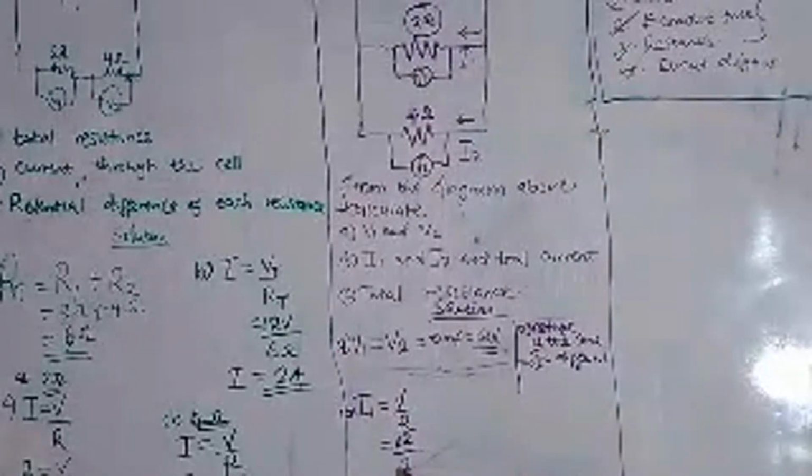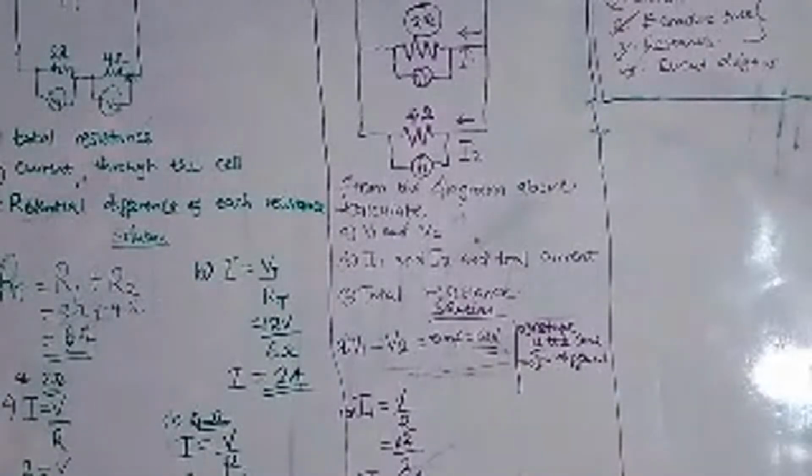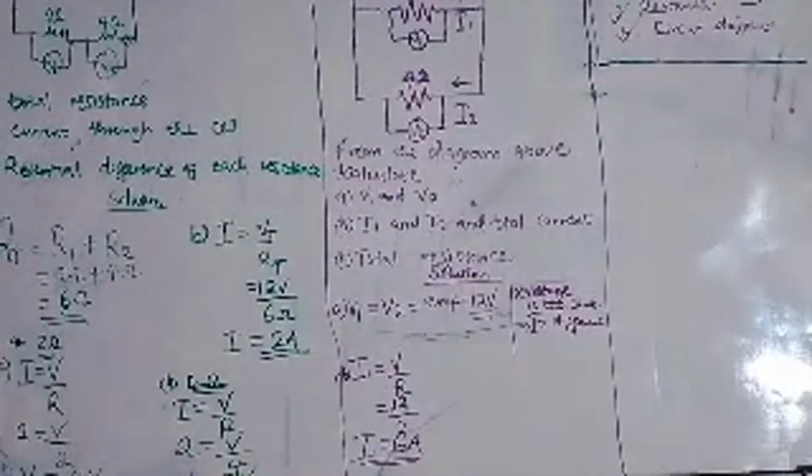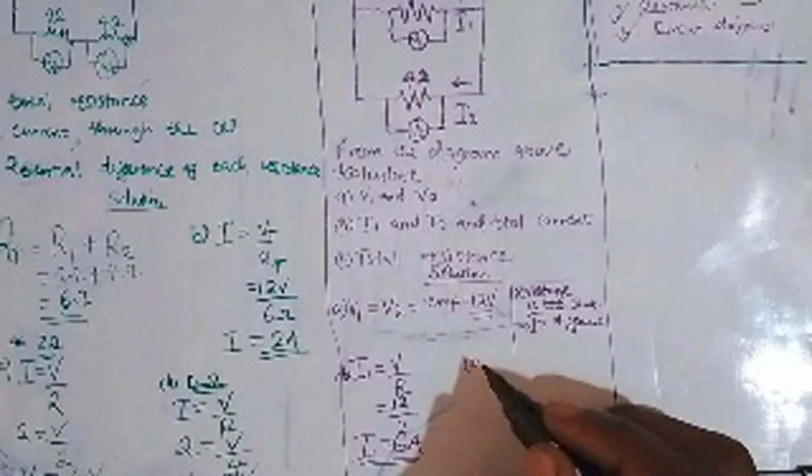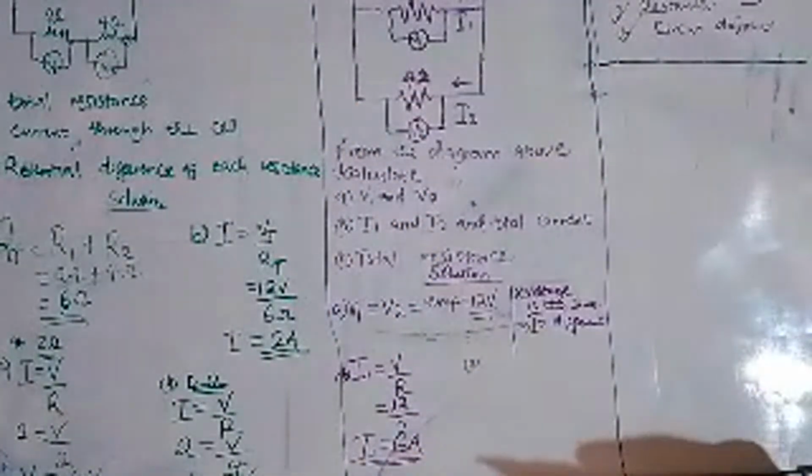Then 2 into 12, you find that your first current is what? 6 amps. So our first current which you have solved is 6 amps for the 2 ohm resistor. So now moving on to our second resistor, which is the 4 ohm resistor.